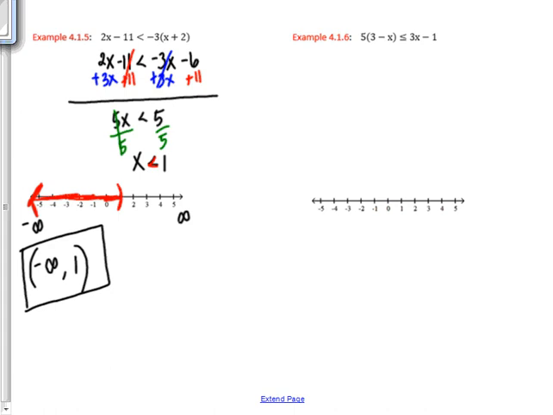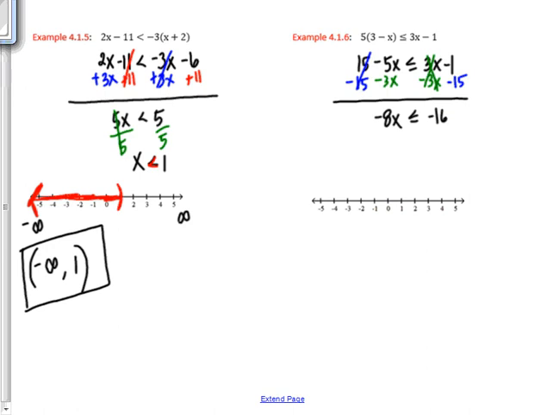Alright, here let's distribute the 5. I get 15 minus 5x. So if I move my x's, those are gone, and I would need to move that 15, so let's subtract it. So I'm left with a negative 8x is less than or equal to negative 16.